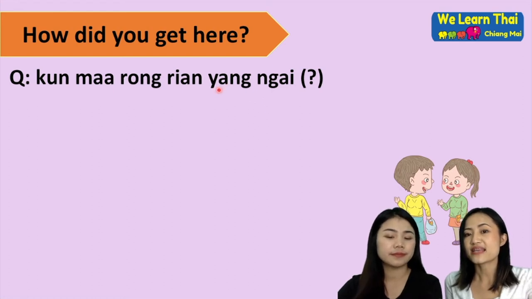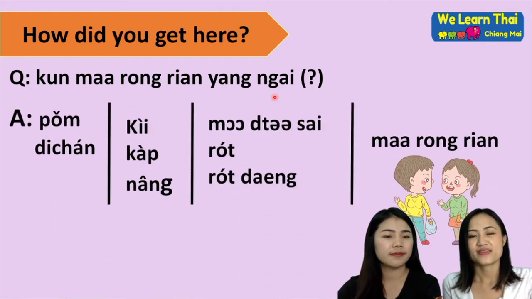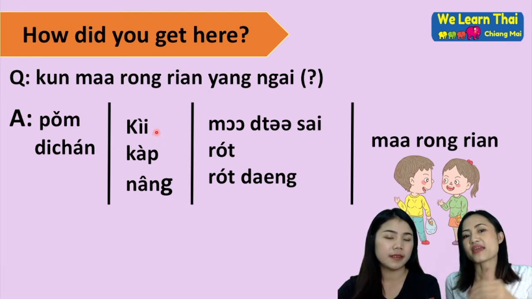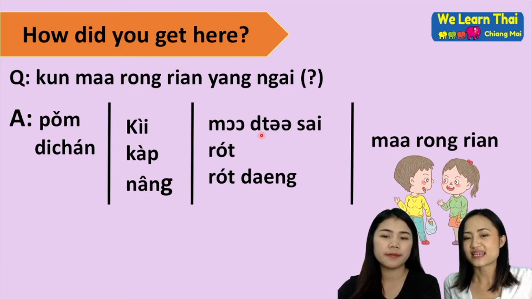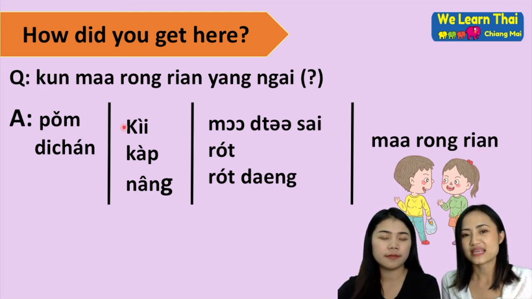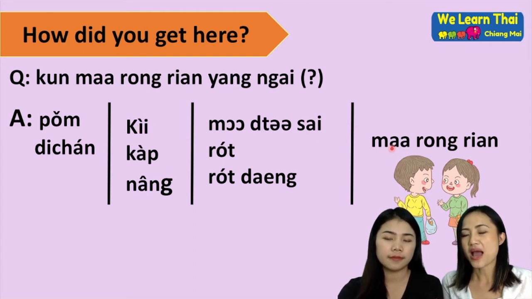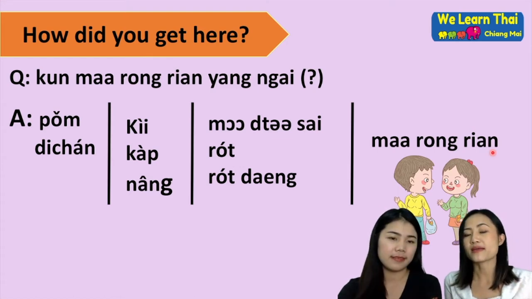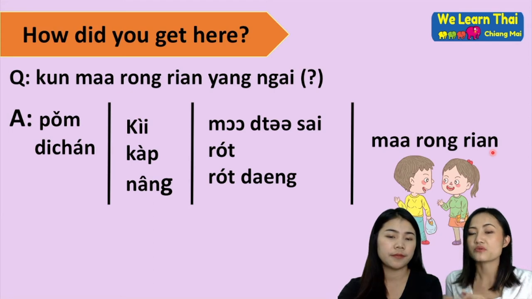So we put the word ยังไง, which is a question word, at the end of the sentence. Okay, so when you want to answer the question, you will say ผม, and with the action ขี่, ขี่ means to ride. ขี่มอเตอร์ไซค์ motorcycle, มาโรงเรียน come to school. So let's try again: ผมขี่มอเตอร์ไซค์มาโรงเรียนครับ, I rode a motorbike to school, or I ride a motorcycle to school.